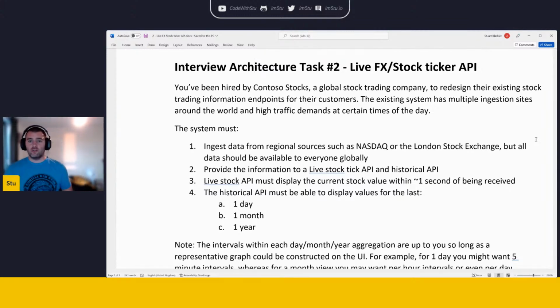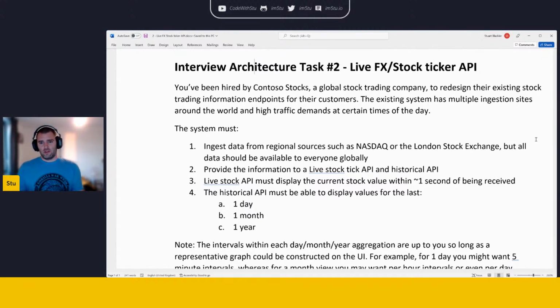We've been hired by Contoso Stocks, a global stock trading company, to redesign their existing stock trading information endpoints for their customers. The existing system has multiple ingestion sites around the world and high traffic demands at certain times of the day. So two key factors that I'm looking at here. One is the multiple ingestion sites. The other is the high traffic demands at certain times of the day.